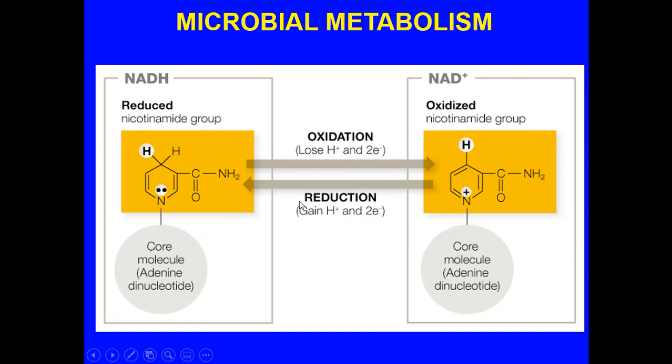Okay, so reduction is a gain of hydrogen and 2 electrons. See, here are the electrons right here. When I want to oxidize it, though, I'm going to have NAD+. Why? I'm going to lose 2 electrons and lose a hydrogen. I've lost 1 hydrogen here, and I've lost 1 of the electrons here. And as a result, I have a plus charge here. Everybody clear on that? If not, go over it a bit. Feel free to send me an email with a question, okay?